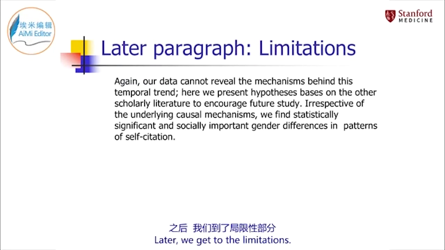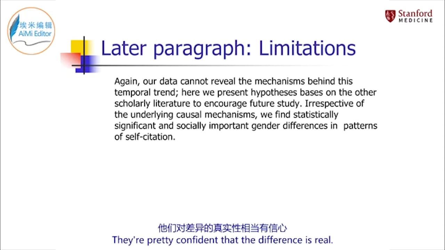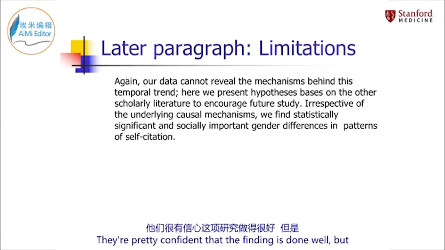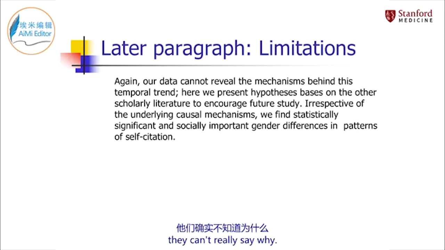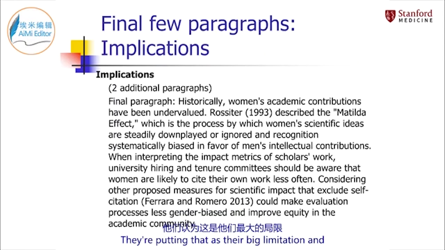Later, we get to the limitations. The main limitation cited is that the authors can't say definitively why they are seeing this difference. They're pretty confident that the difference is real. They've looked at a big data set, and they're pretty confident that the finding is done well, but they can't really say why. They can't claim to know the causal mechanisms. They're putting that as their big limitation.